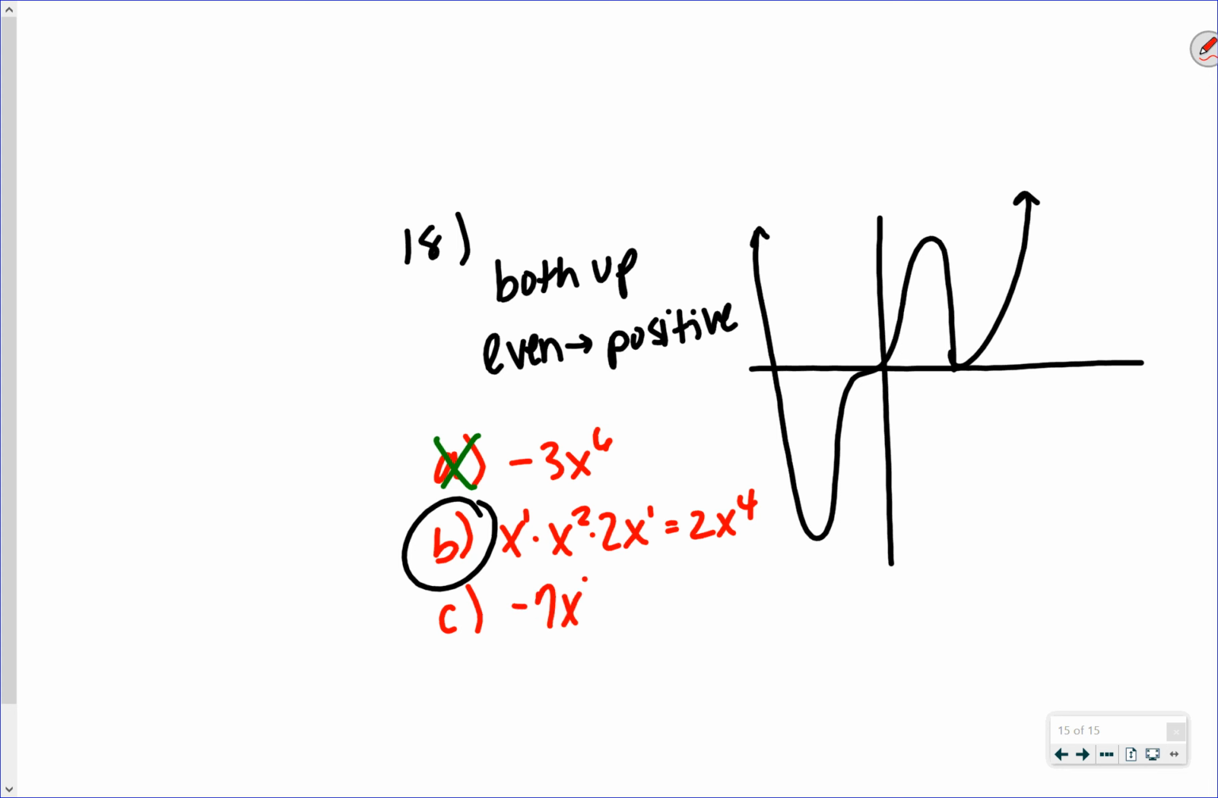Negative 7x cubed is my leading term. Not even, not positive. D, my leading term is an 8x to the 8th. Positive number out front, even degree. B and D both match. I don't know if they actually have similar graphs, I just know the ends go the same way.